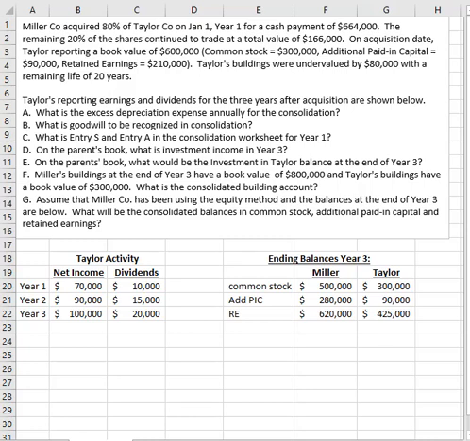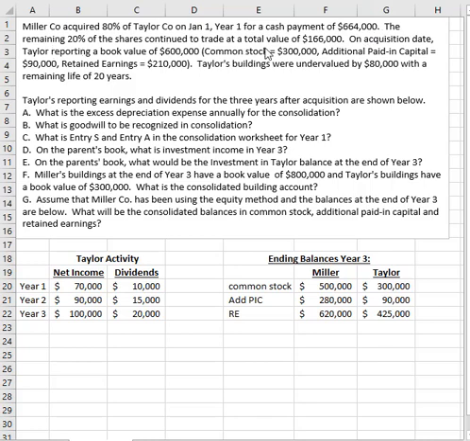So we're going to work on quite a laundry list of things here, which will cumulatively build on chapters 1, 2, and 3 in addition to 4. So Miller acquired 80% of Taylor, so there's non-controlling interest, NCI, involved because 20% of the subsidiary is owned by outside interest. And Miller paid $664.